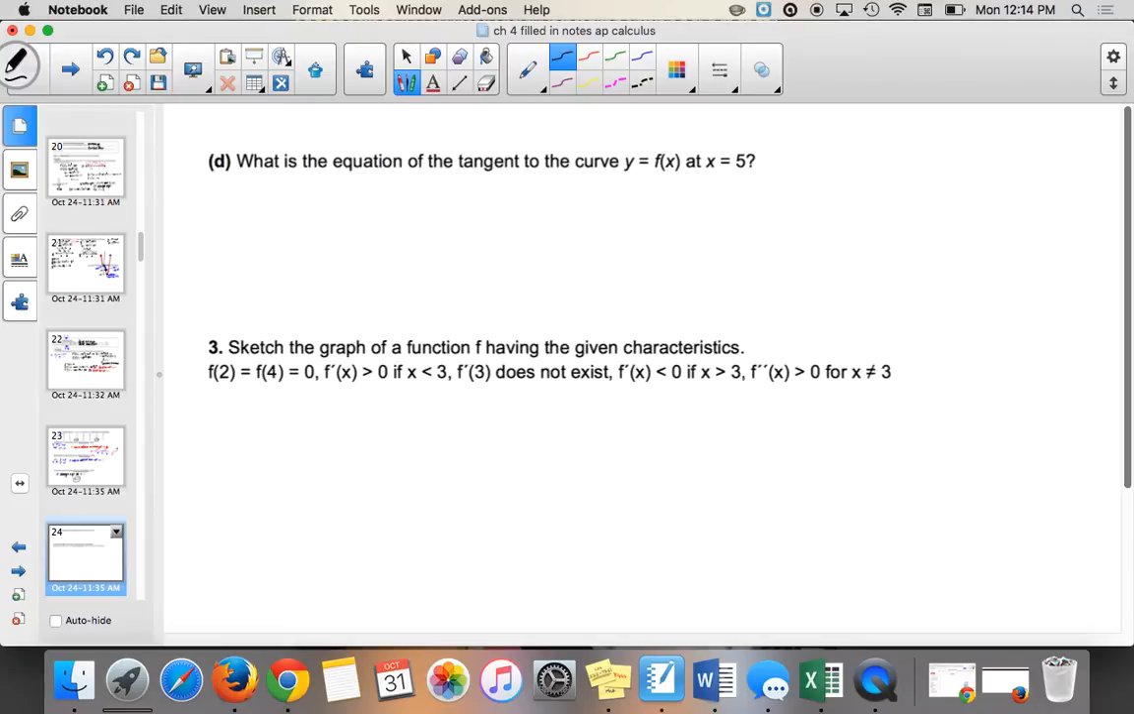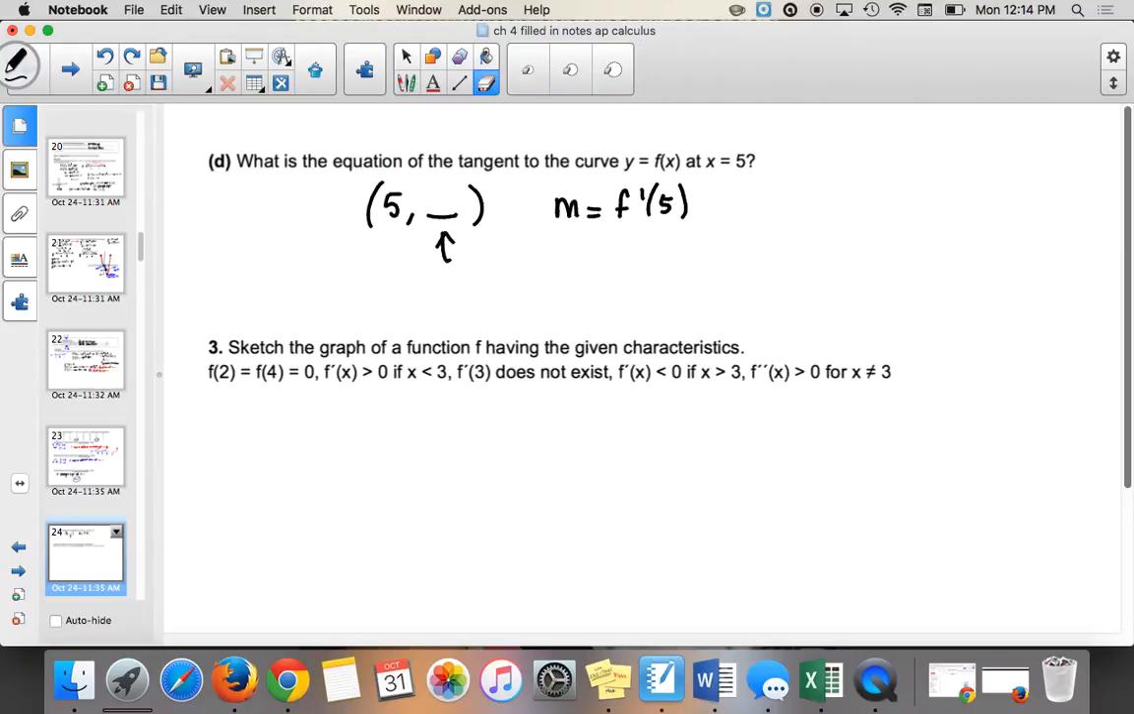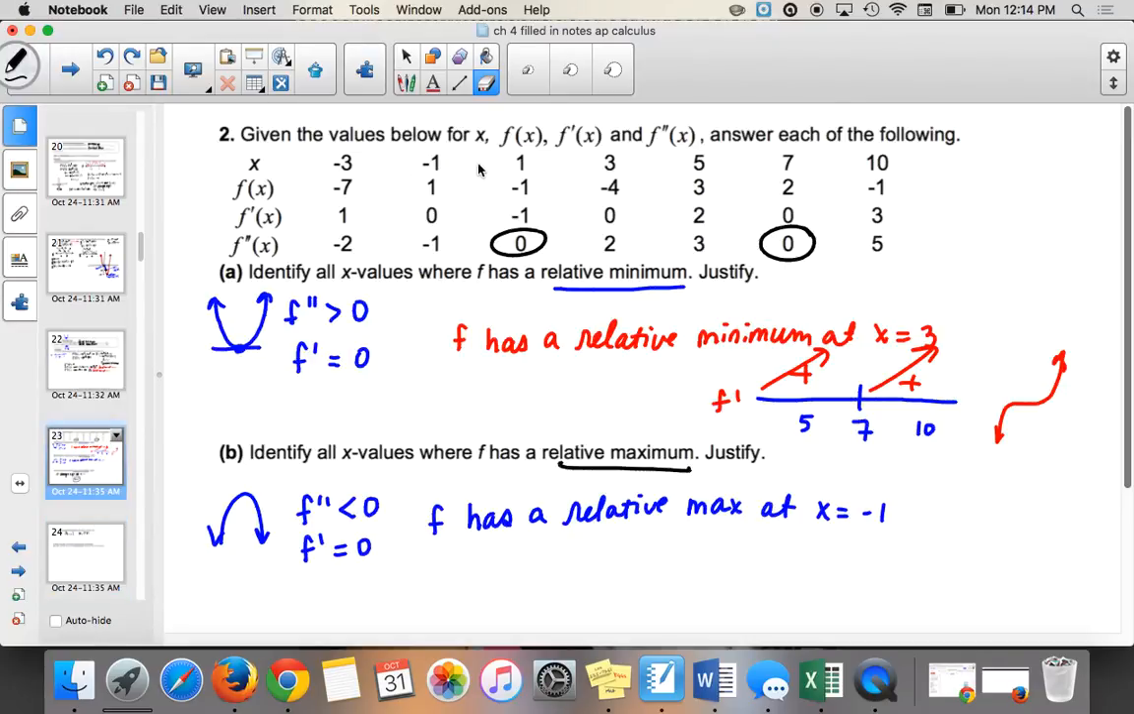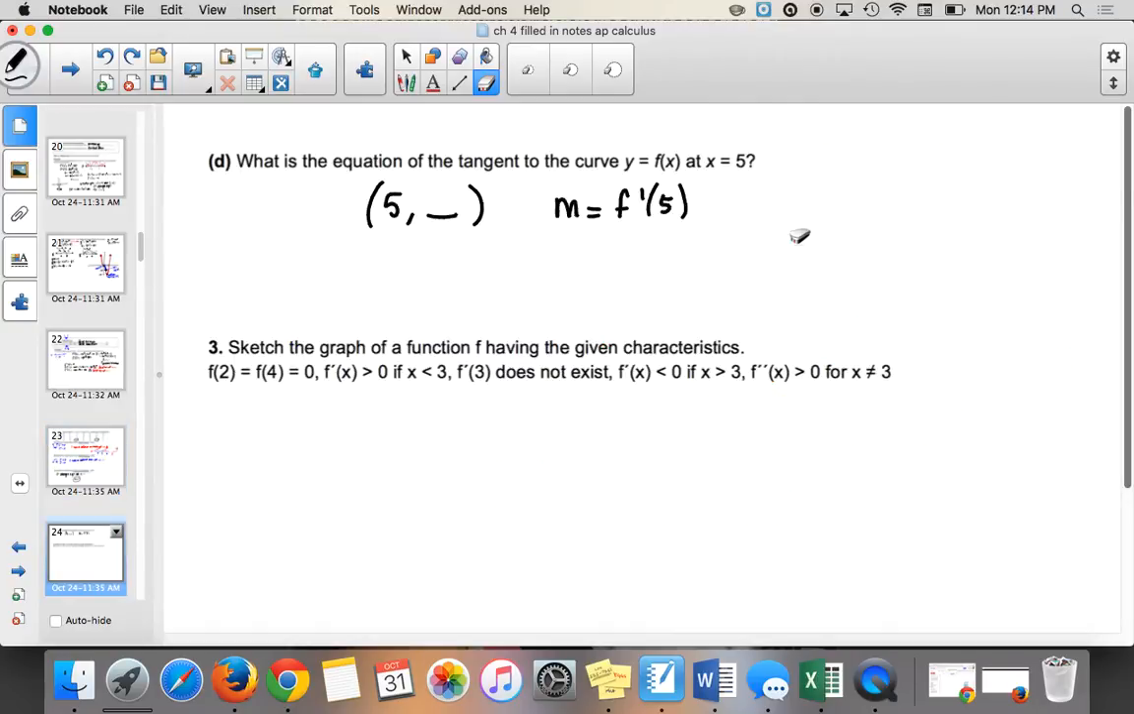All right, and then what is the equation of the tangent line to the curve y equals f of x at x equals 5? So what do I need for the tangent line equation? I need 5 comma something, I need the point, and I need the slope. So my slope is going to be whatever f prime of 5 is. How do I get the point? Right, I just go back and I look for my f of 5. So it's going to be 3. So I have 5 comma 3 as the point. And then my slope is going to be what? 2. Yep. So I'm going to have 5 comma 3.